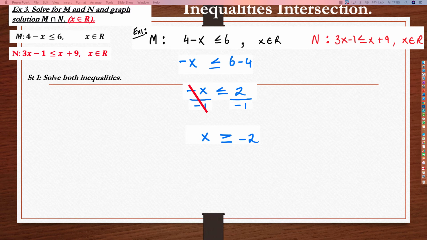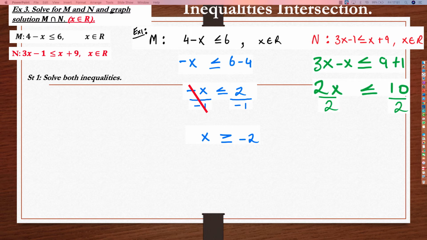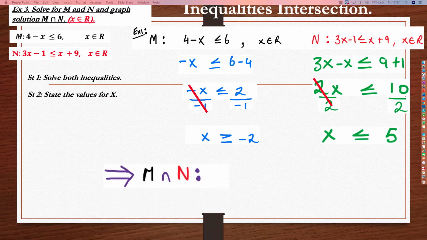Over here then, I have 3x minus x, because I bring this x over, minus 1 comes over plus. That's 2x is less than or equal to 10. x is less than or equal to 5. Down onto your graph, put them together.